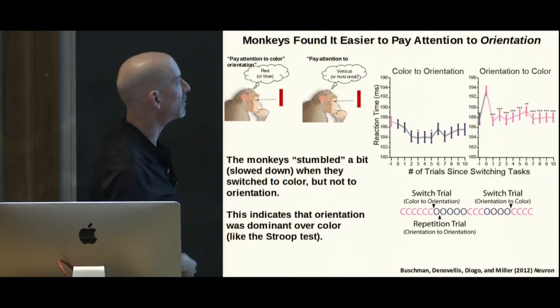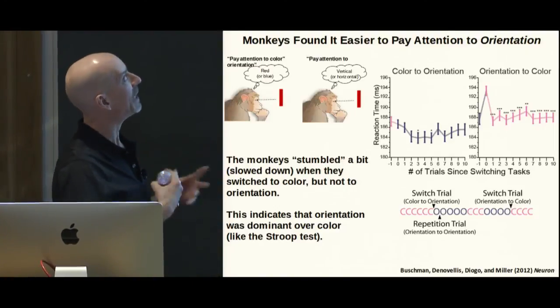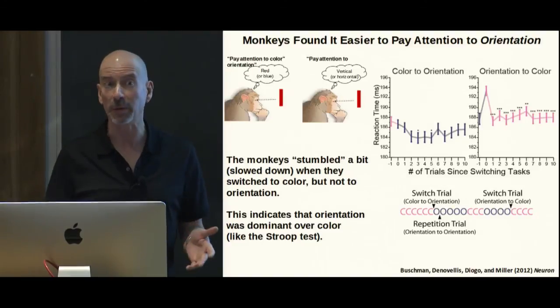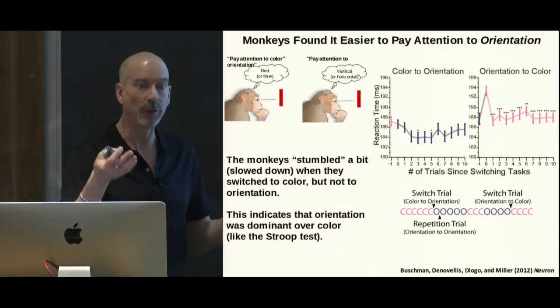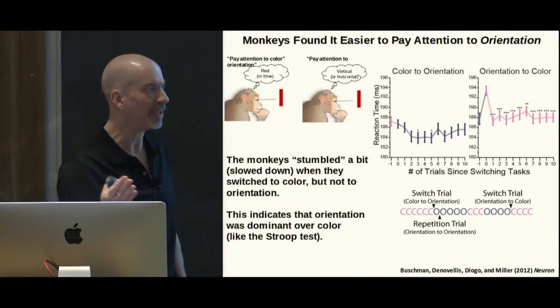Now what that suggests to us is we have a Stroop-like effect going on here. The monkeys had found it easier to pay attention to orientation than color. I don't think there's anything special about orientation and color. I think it just happened to be the way we drew the stimuli we used. The color wasn't very saturated, and the orientation may have been more obvious.